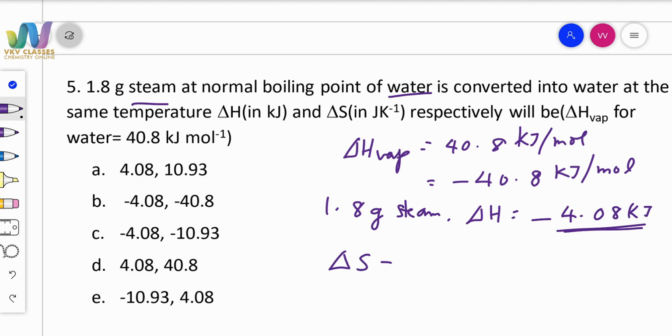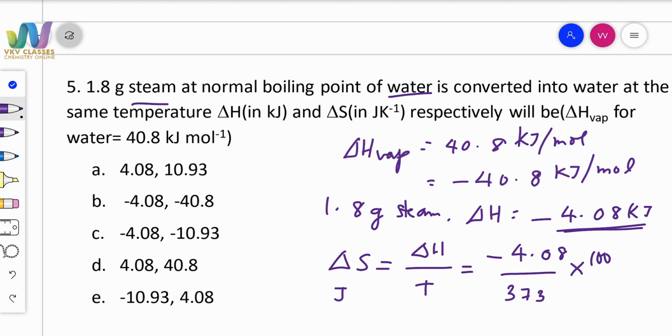Secondly, you are asked to find delta S in joules. Delta S will be equal to delta H by temperature. So this will be minus 4.08 by the temperature, which is the boiling point of water, 373 Kelvin. This value will be obtained in kilojoules. You multiply by 1000 to get the value in joules. So the answer that you are getting is C. Minus 4.08 is the delta H and minus 10.93 is the value obtained by simplification. That is the value of delta S.